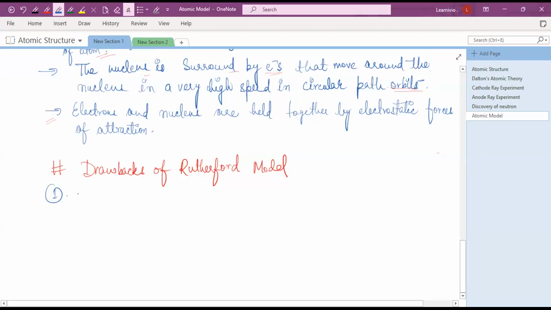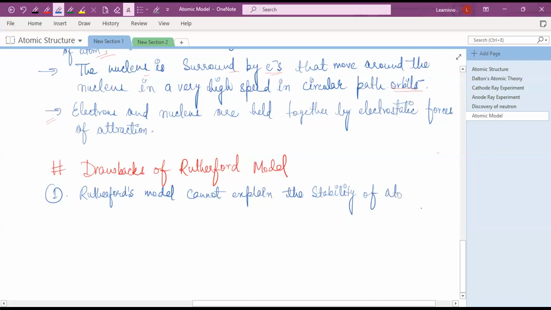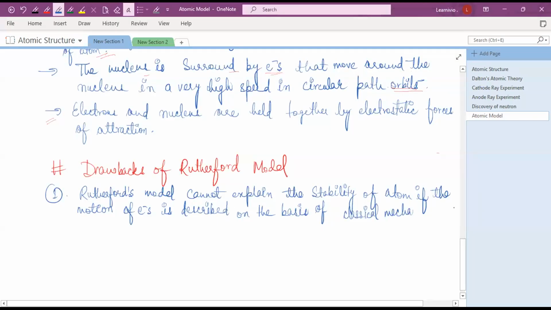Okay, so write down: Rutherford model cannot explain the stability of the atom if the motion of electrons is described on the basis of classical mechanics and Maxwell's electromagnetic theory.